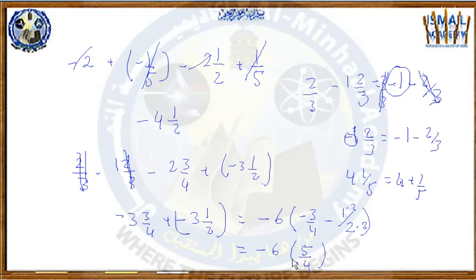It's not. So I have to change it to what? To a mixed number. So it's become what? 1 and 1/4. That means I need to add 1 to 6. So it's going to be minus 7 and 1/4. Do you got the idea?